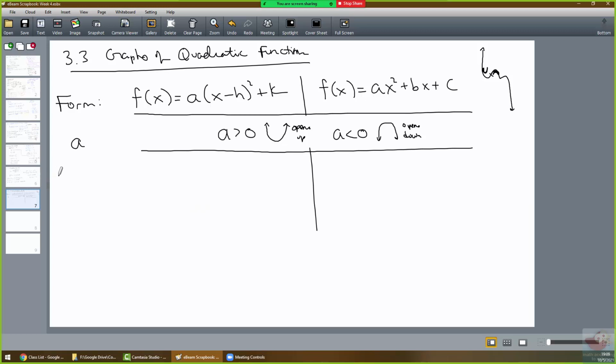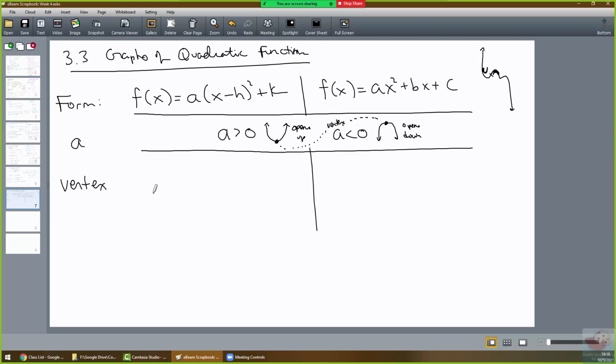All right. Now, if it opens up, notice it has a lowest point. And if it opens down, notice it has a highest point. And that point is called, regardless if it opens up or down, the vertex. So the vertex could be the minimal or the maximum point. If you remember the phrase relative min, relative max, it's like that.